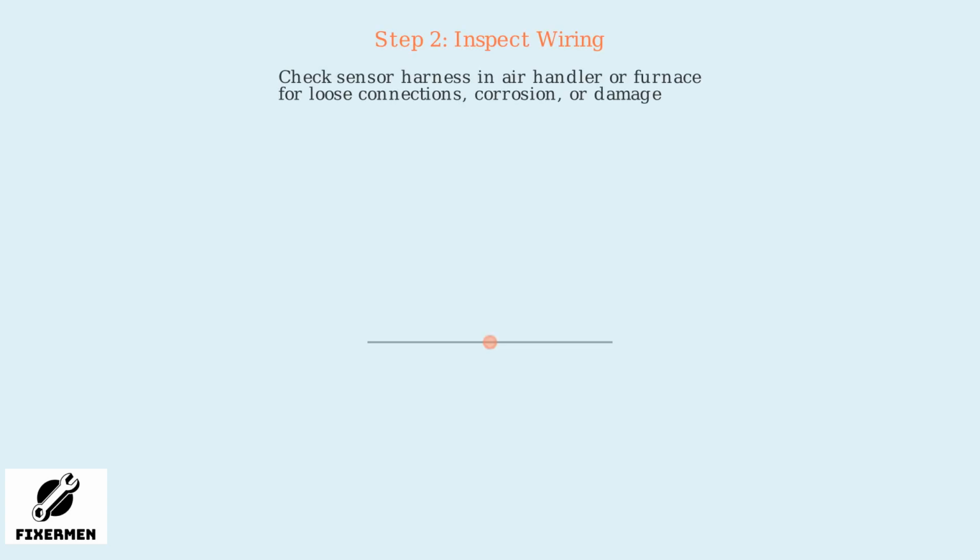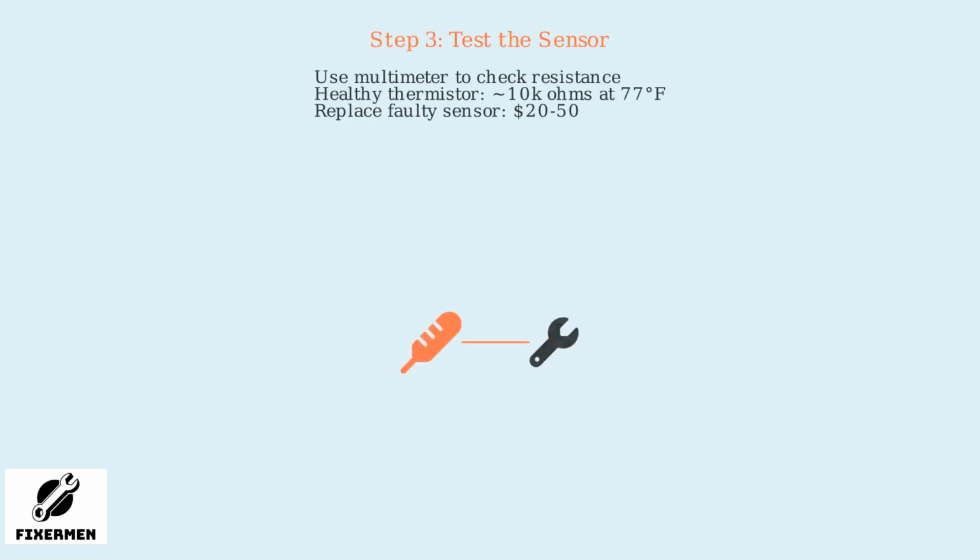Next, inspect the wiring connected to the sensor, looking for loose connections, corrosion, or damage in the sensor harness, typically found in the air handler or furnace. Use a multimeter to test the sensor's resistance. For example, a healthy thermistor should read around 10K ohms at 77 degrees Fahrenheit. If the sensor is faulty, replacing it usually costs between $20 and $50.